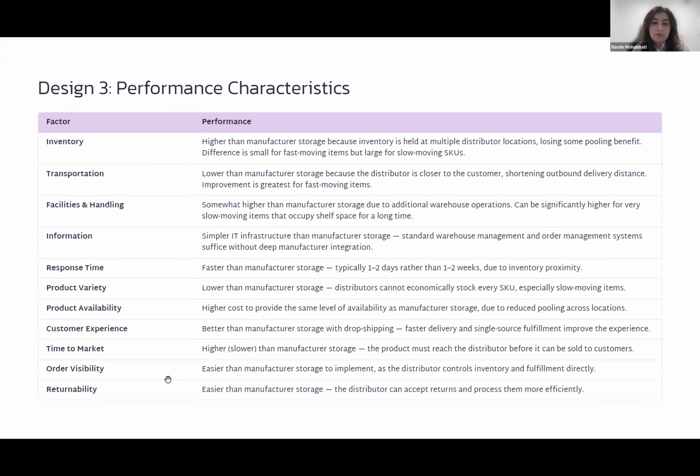Order visibility will be a little bit easier because, again, customers can walk into the store and have information about when their package will be delivered. Returning purchases will be easy again because these retail store distribution centers are close to the customer, so it will be easy for the customers to return.